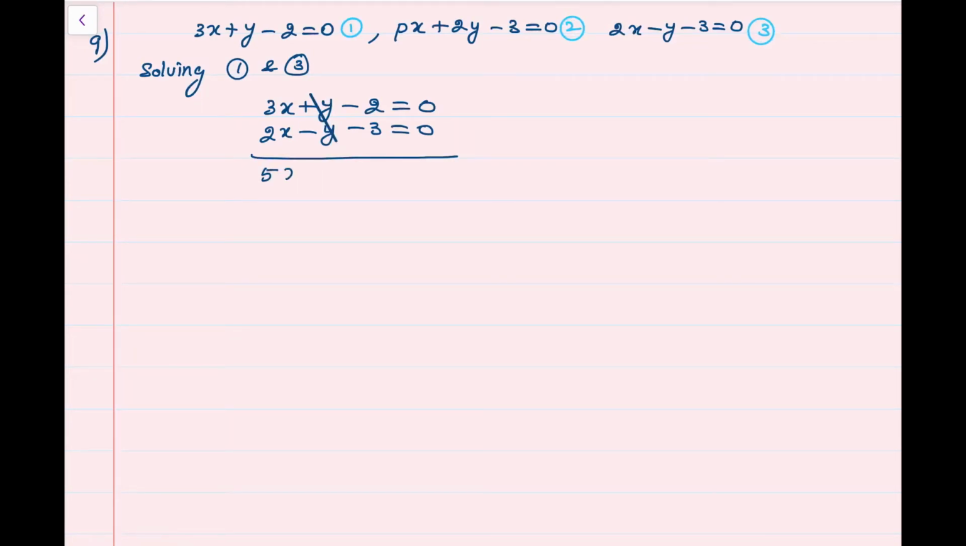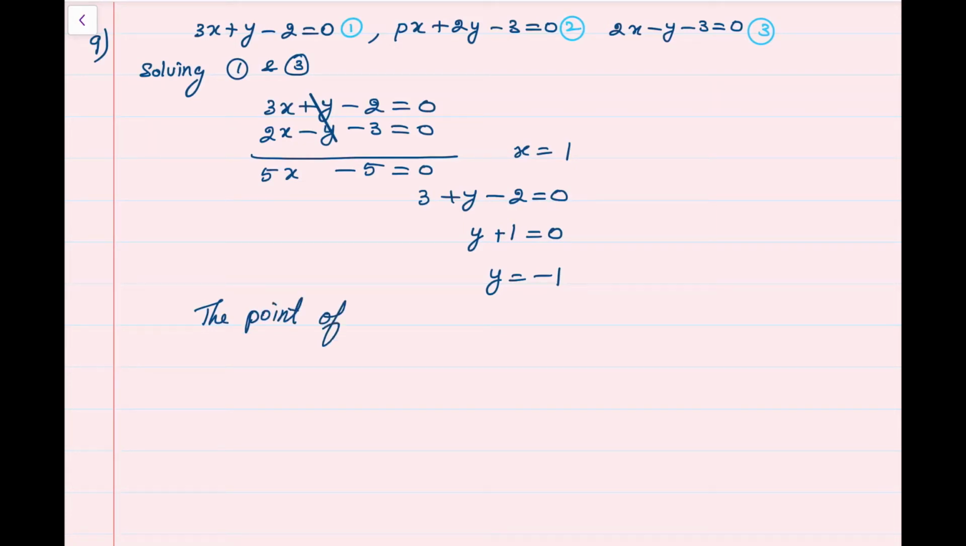We get 5x minus 5 equal to 0. X coordinate is 5 divided by 5, which is 1. We will substitute in the first equation. 3 plus y minus 2 is 0. Y plus 1 is 0. Therefore, y coordinate is minus 1. Therefore, the point of intersection is (1, minus 1). It is given in the question that the given three lines are intersecting at a point.